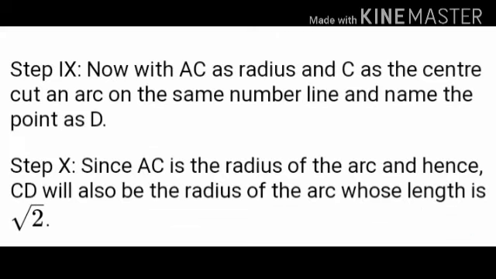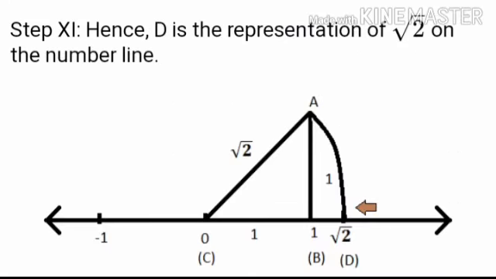Step 9. Now with AC as radius and C as the center, cut an arc on the same number line and name the point as D. Step 10. Since AC is the radius of the arc, CD will also be the radius of the arc, whose length is root 2. Step 11. Hence, D is the representation of root 2 on the number line.